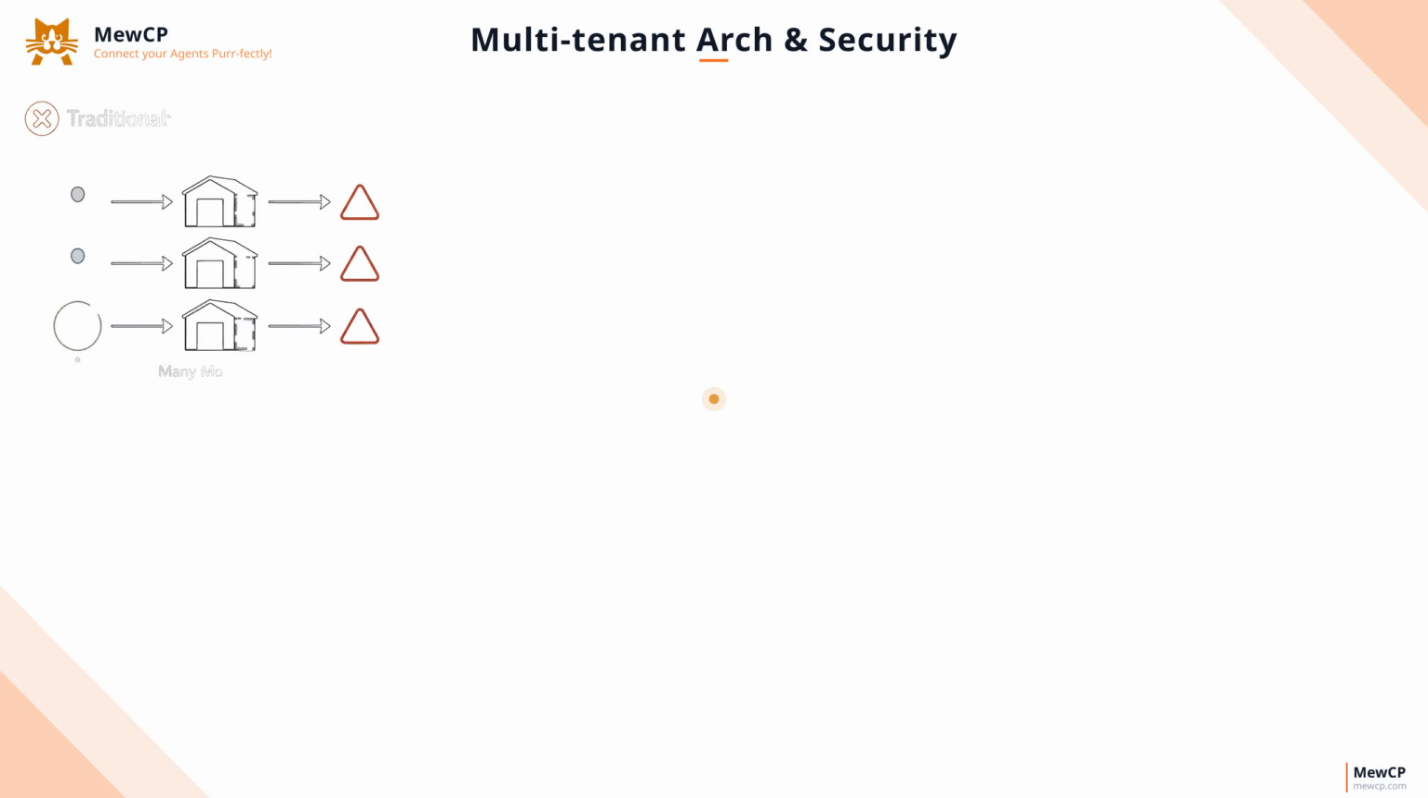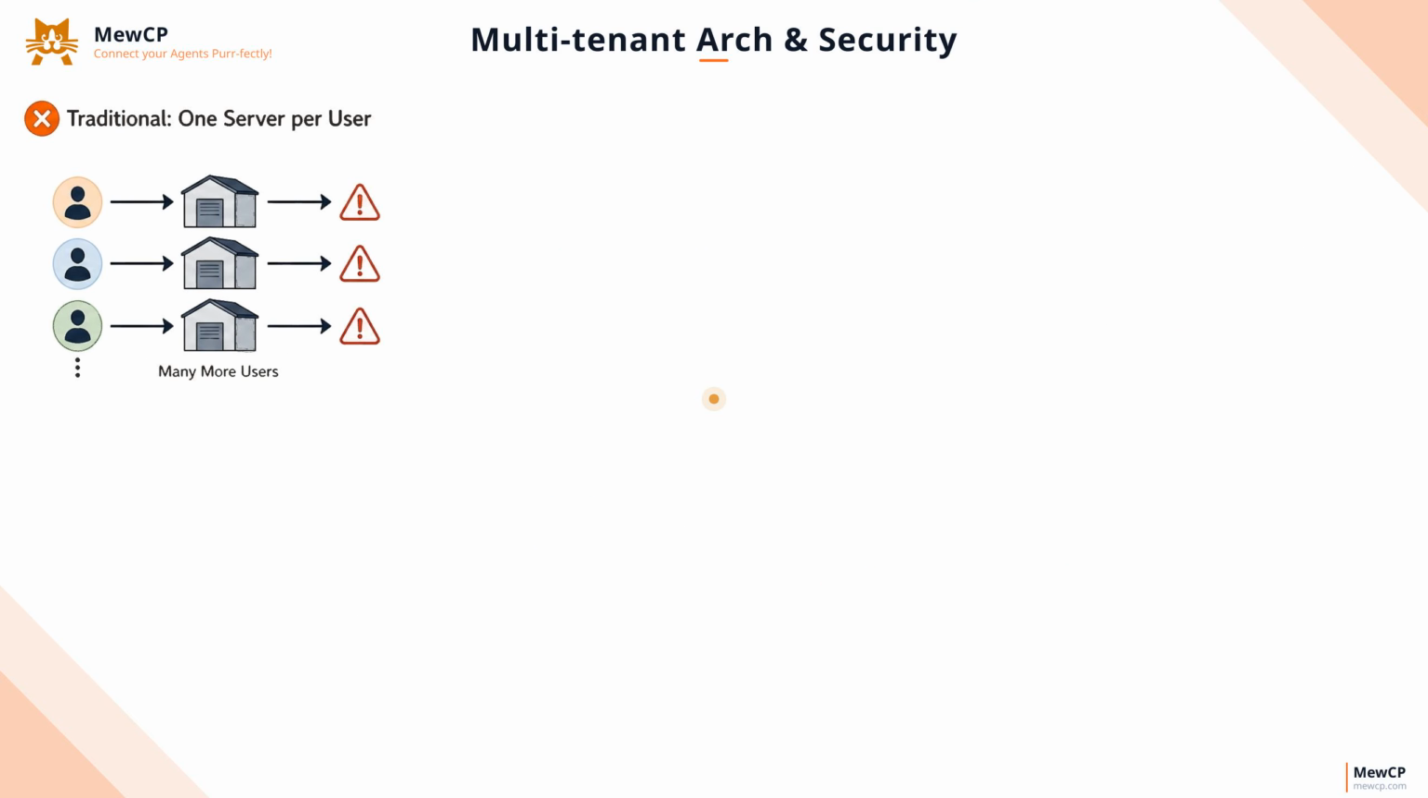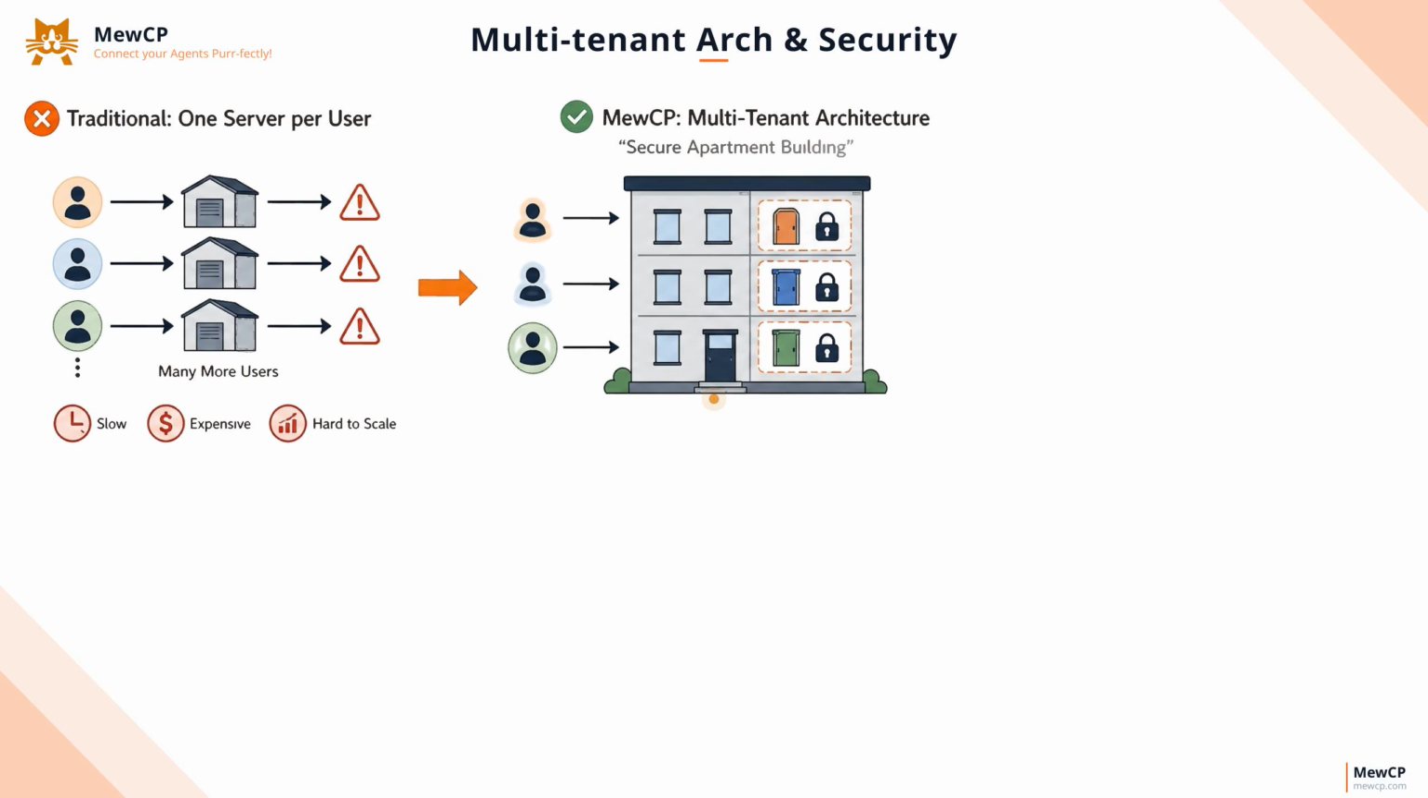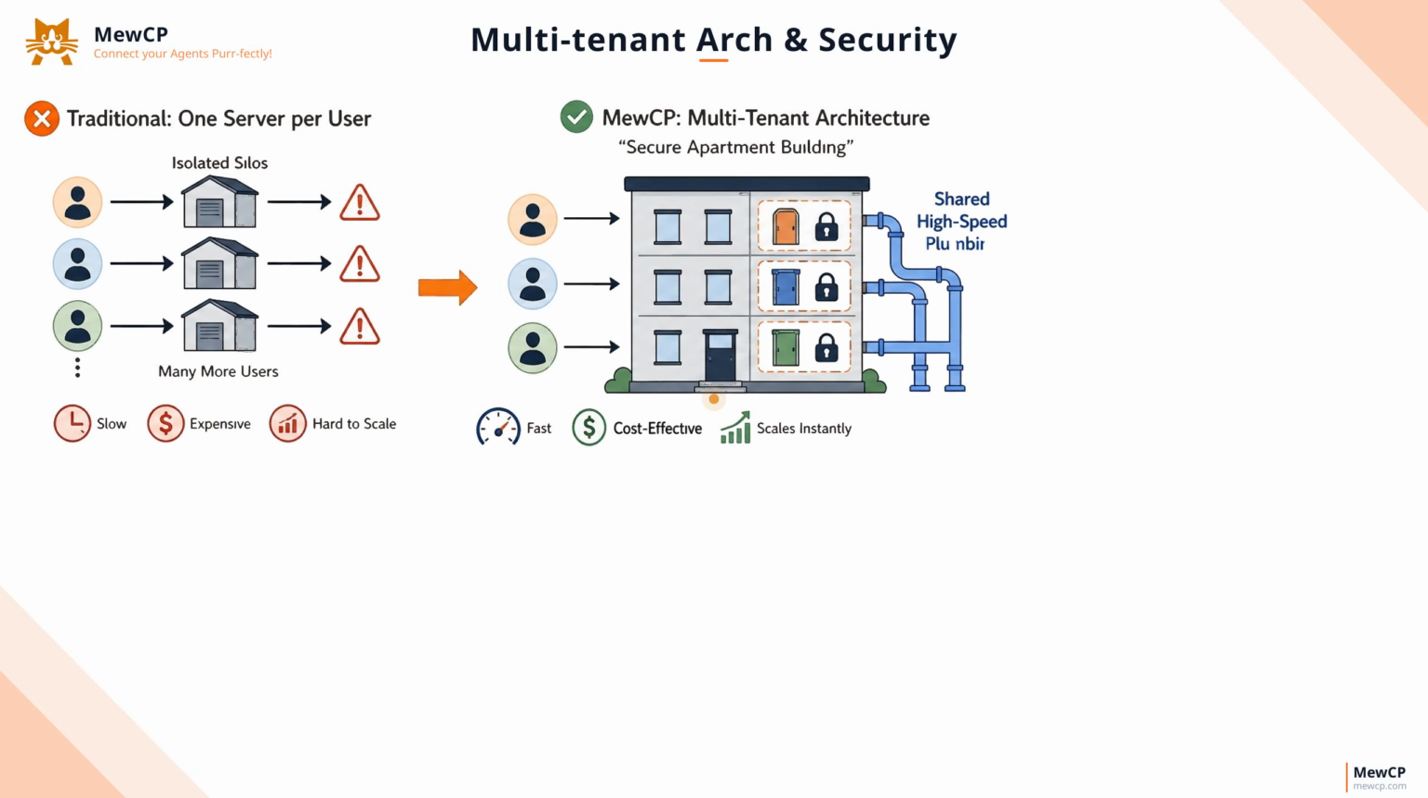Instead of spinning up a separate server for every single user, which is slow and expensive, MewCP uses a multi-tenant architecture. Think of it like a secure apartment building rather than a bunch of isolated tiny sheds. In a traditional setup, you're managing individual silos for every task. In a multi-tenant system, everyone shares the same powerful foundation and high-speed plumbing, but your specific apartment is strictly walled off and private. This allows the infrastructure to handle thousands of requests simultaneously without breaking a sweat.